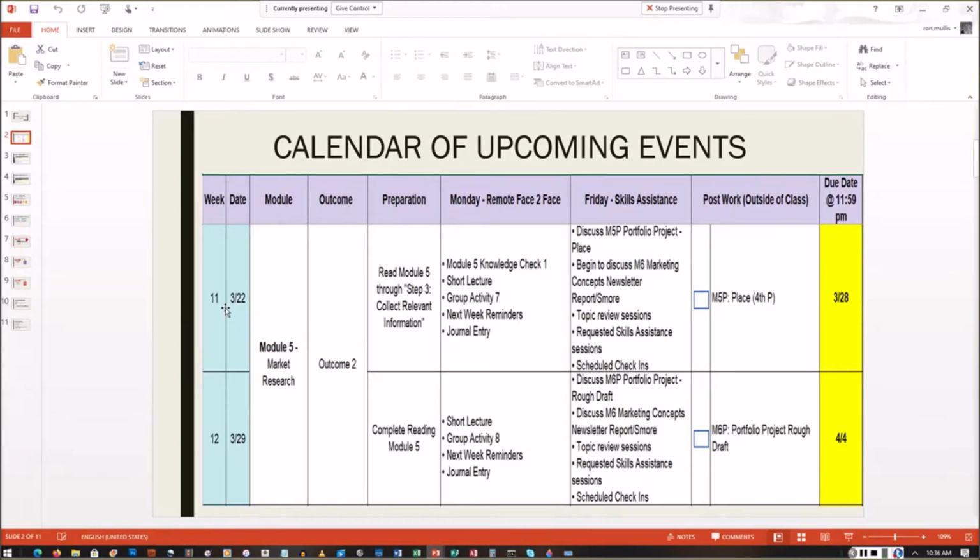So we're in week 11, March 22nd. The Module 5 knowledge check is actually going to be due on April 4th by 11:59 p.m. In addition to that, the homework for this week is the Module 5 project: the place, which is the fourth P that we'll go over for the 4 Ps. That's due by March 28th at 11:59 p.m.